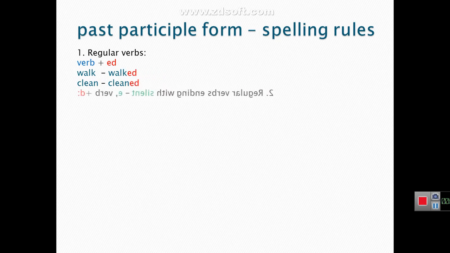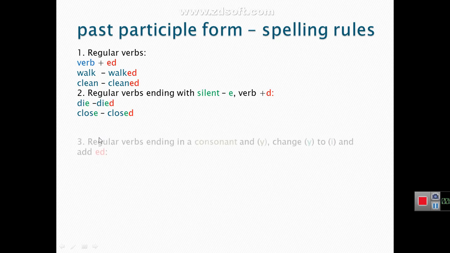But if I have a silent e at the end of the verb, I'm just gonna add d. Die, died. Close, closed. Just d. Why? Because if you see here, I have e. It is a silent e. I should just add d.